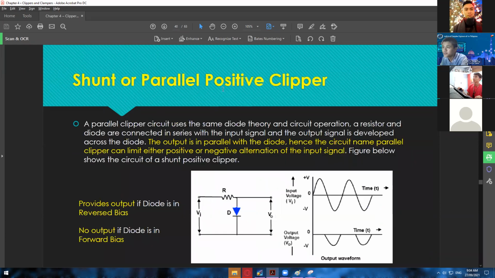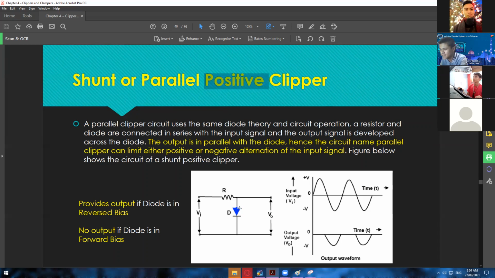Okay, so we now have here a new topic, which is the shunt or parallel passive clipper. So just a fact, this word shunt is equal to this word parallel. This is just another terminology for the name parallel. So we could say shunt positive clipper or parallel positive clipper. So they are just the same.